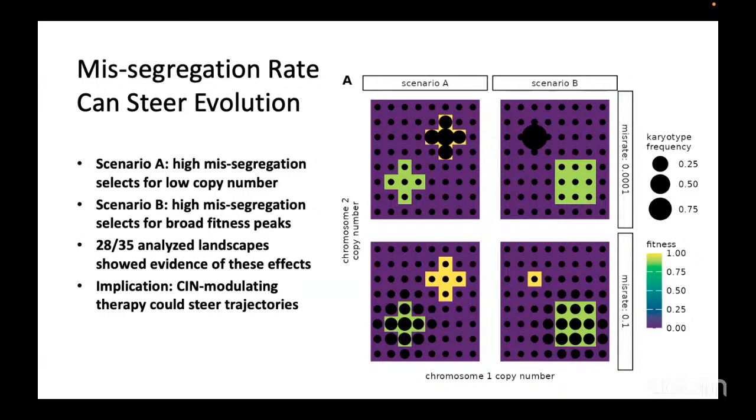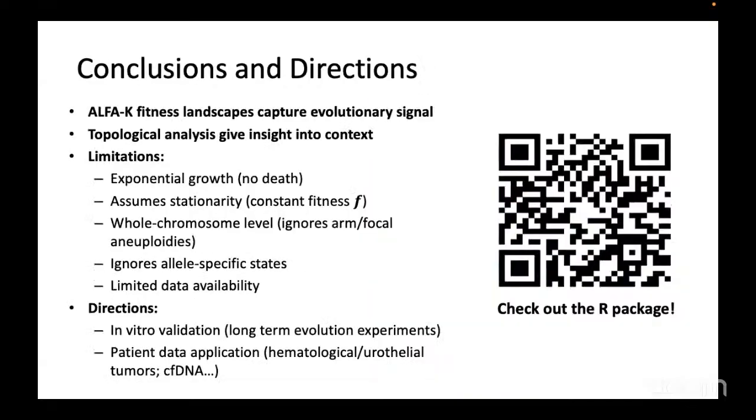Okay. So to conclude, I think that these fitness landscapes do capture some evolutionary signal. Particularly, I think the topological analysis gives some insight into different contexts or treatment contexts, PDX versus in vitro, etc. There are a number of limitations, which I guess I'm running out of time to go into. And future directions, I think more in vitro validation. So our lab's been doing some long-term evolution experiments, which I think Naomi will talk about next. So that would be a nice setting in which to further validate the model.